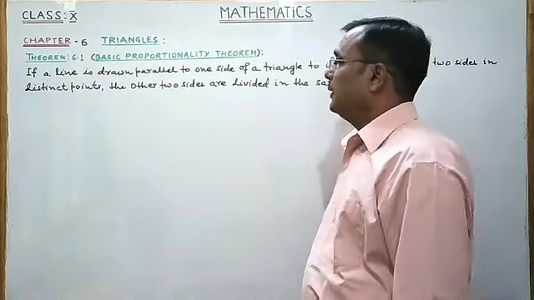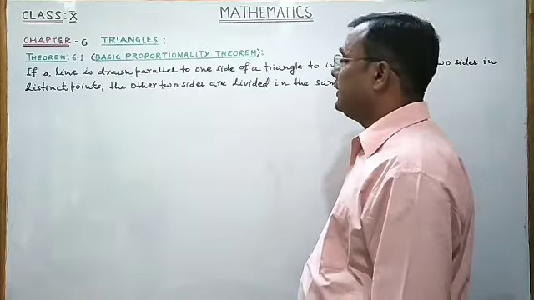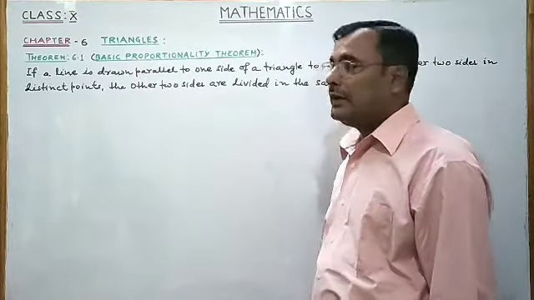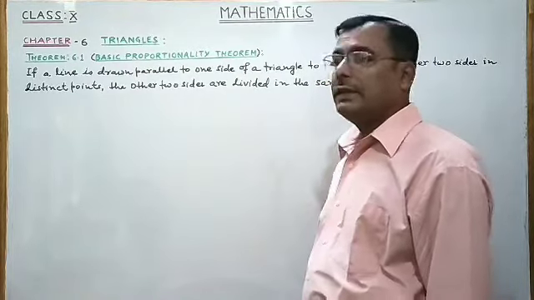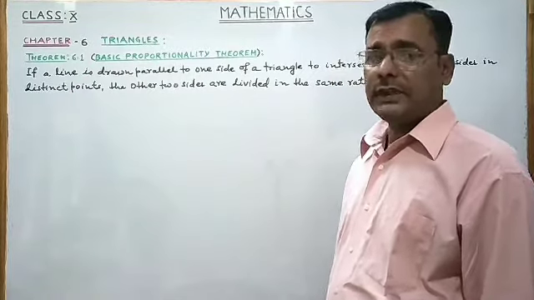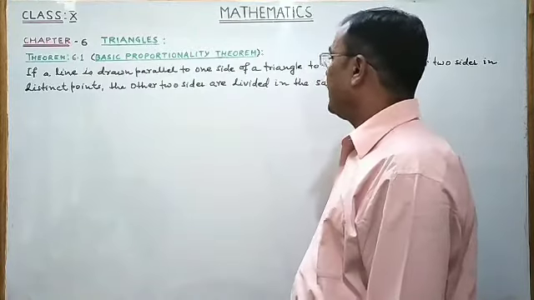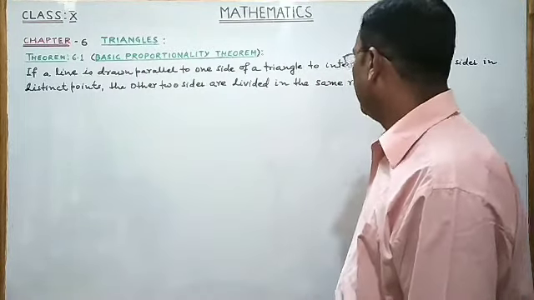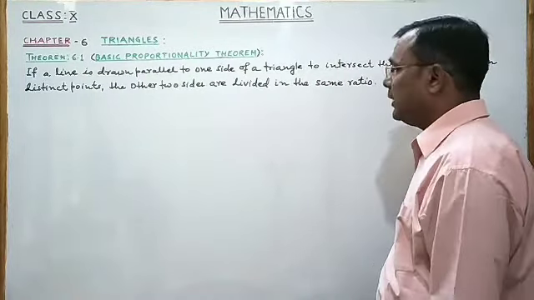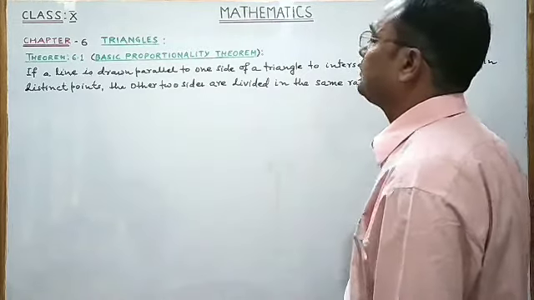Theorem 6.1, Basic Proportionality Theorem. This theorem is also known as Thales theorem. The statement of this theorem is: if a line is drawn parallel to one side of a triangle to intersect the other two sides in distinct points, the other two sides are divided in the same ratio.